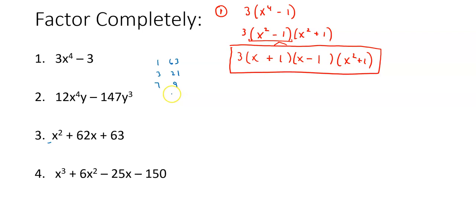Which one of these adds up to 62? Well, that adds up to 64. That adds up to 24. And that adds up to 16. So none of them add up to 62. So we say this one is prime, because I can't find anything that works. I can't find anything that matches. The product is 63, but none of the sums are coming out to be 62.